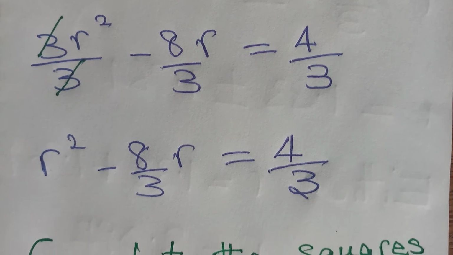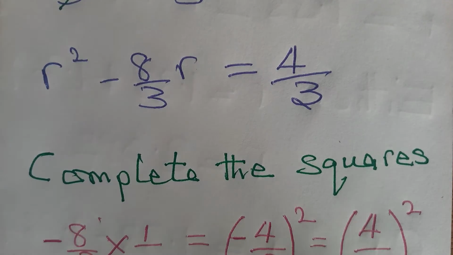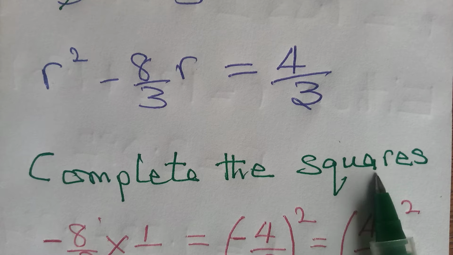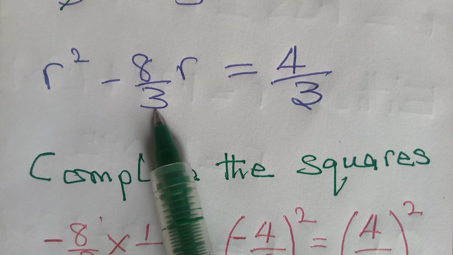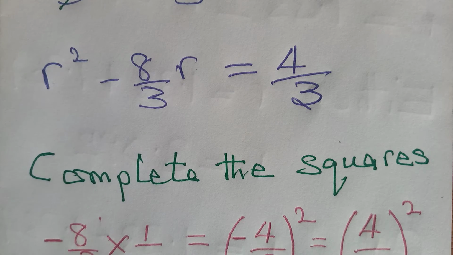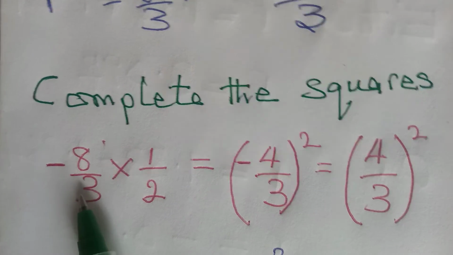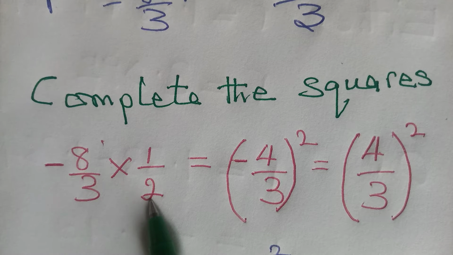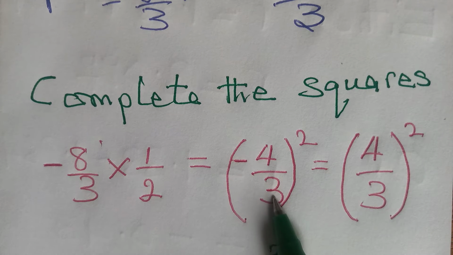Now, what then is the next step? The next step is the main technique, complete the square. And what does that involve? Take half the coefficient of r, square it, and add it to both sides. The coefficient of r here is minus 8 over 3, as you can see here. Half of it will be times 1 over 2. And when you take half of it, this 2 and this 8 will cancel out. You have minus 4 over 3.